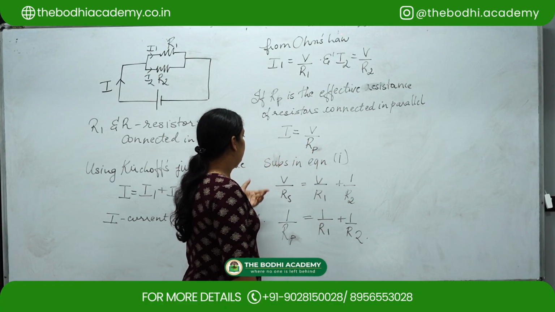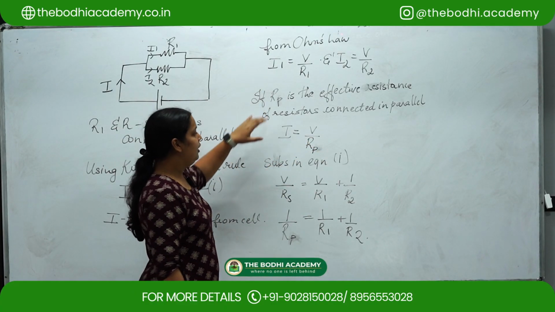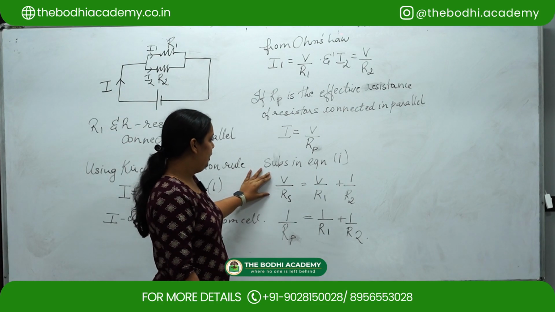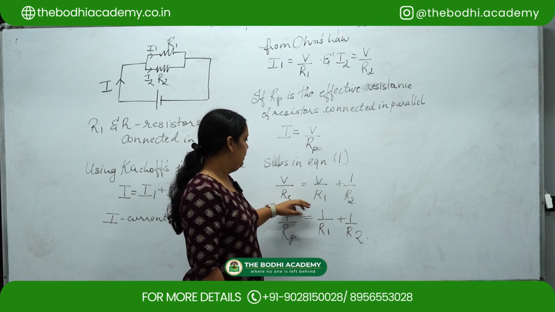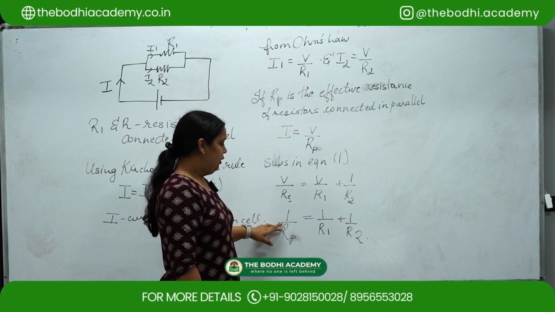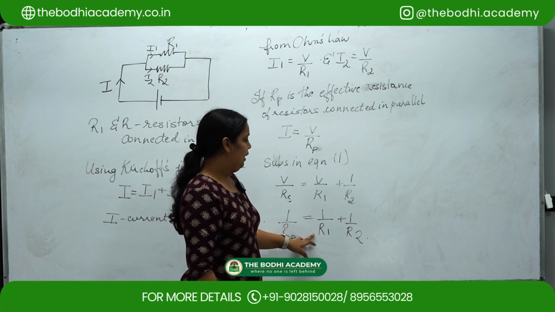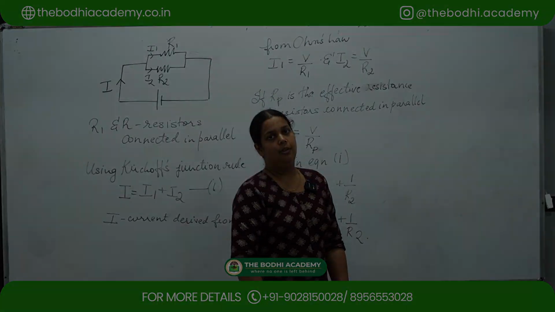So applying Ohm's law, we will get I1 equal to V by R1 and I2 equal to V upon R2. If Rp is the effective resistance of the resistors connected in parallel, we will get I equal to V upon Rp. So substituting all the three in equation 1, we will get V by Rp equal to V upon R1 plus V upon R2. So 1 upon Rp equal to 1 upon R1 plus 1 upon R2.